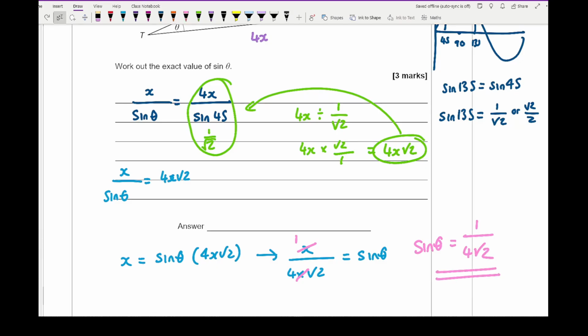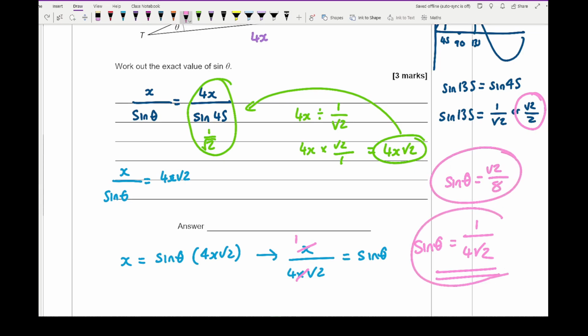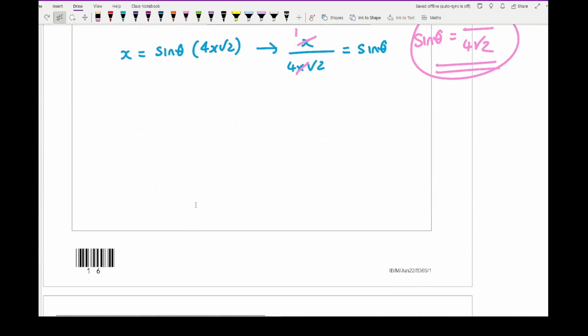Now, if you did use 2 root 2, then you would end up with an answer of sine theta equals root 2 over 8. So any of those two answers would be absolutely fine. It all depends on which exact value of trig you have used.